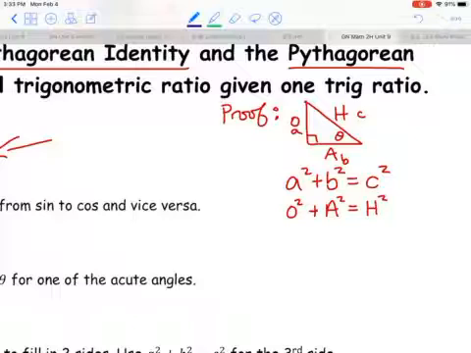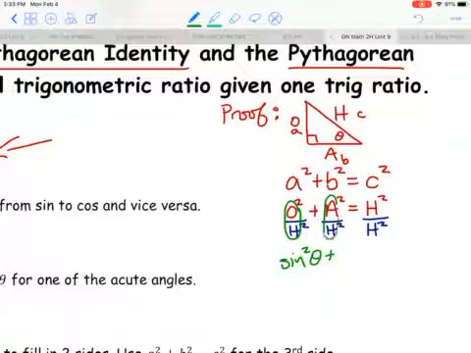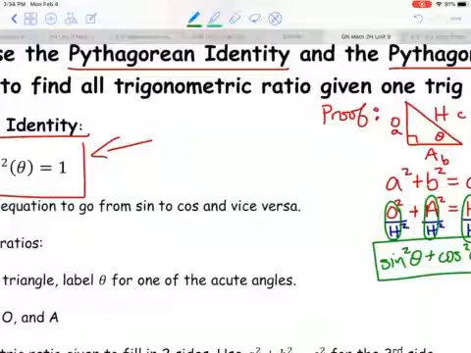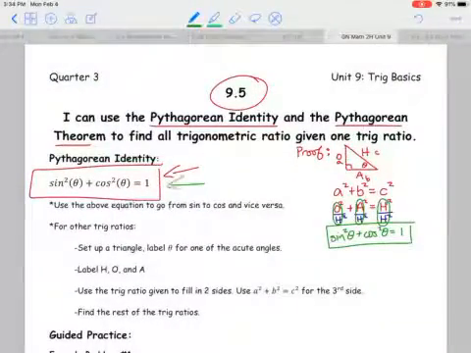And if we manipulate the problem, just trying to rearrange it, let's say I want to get rid of this H squared over here. Remember, O over H is sine, so SOH. And then A over H is cosine. And then H over H is just 1. And that is how you can make the Pythagorean identity.